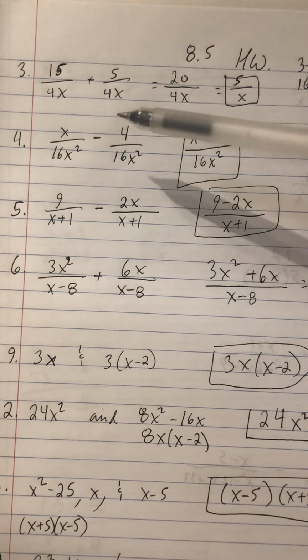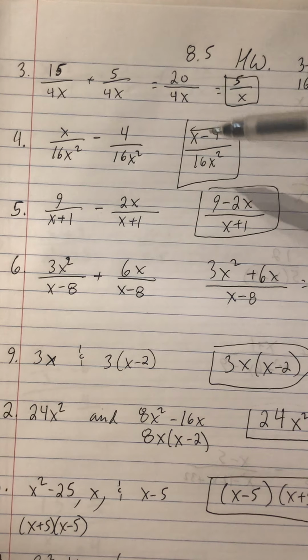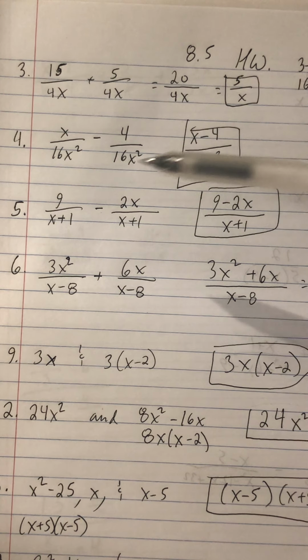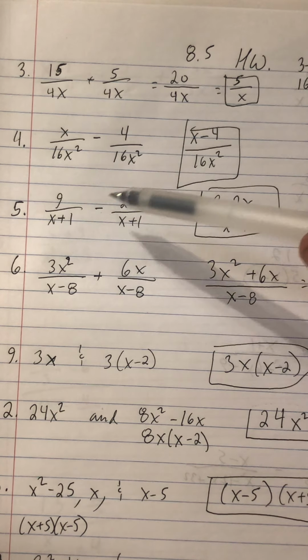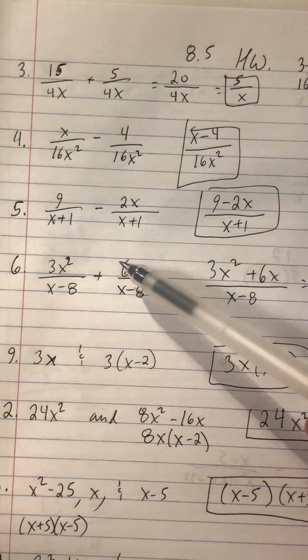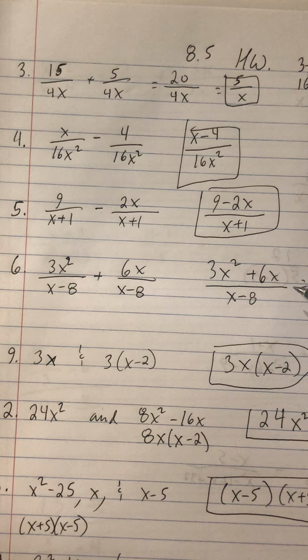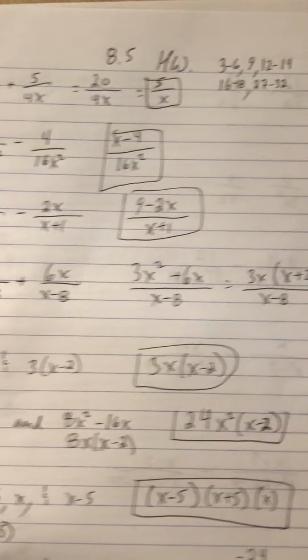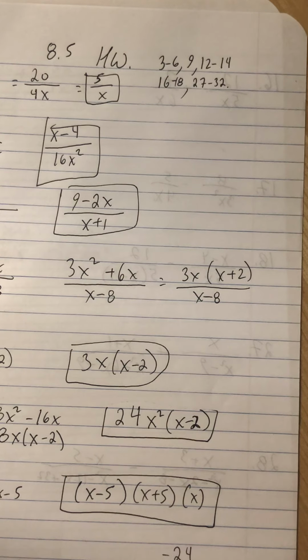Number 4, again, it's just subtraction, so it's going to be x minus 4 over 16x squared. Number 5, again, subtraction, common denominator, so it's going to be 9 minus 2x. Number 6, we'll have 3x squared plus 6x, which gives me that. However, you can still factor this part out, so you end up getting 3x times x plus 2 over x minus 8.